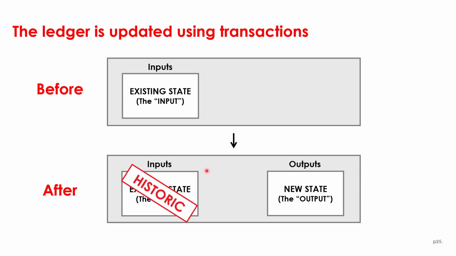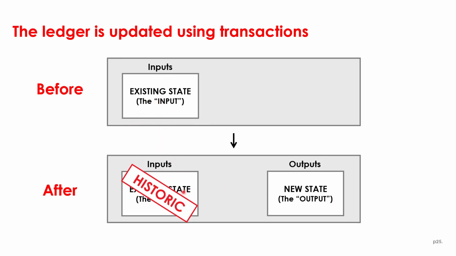A transaction is a proposal to modify the current ledger in some way. To update the ledger, the transaction has to be validated. A transaction consumes some kind of existing input state. So there is an input state. Maybe I have $10 and then I pay that $10 to Tom.